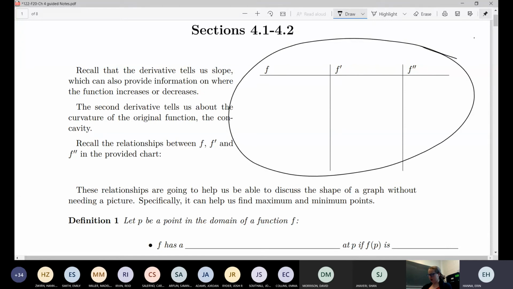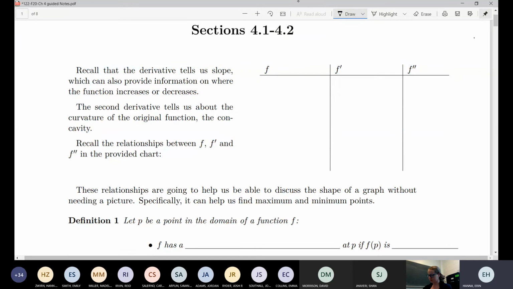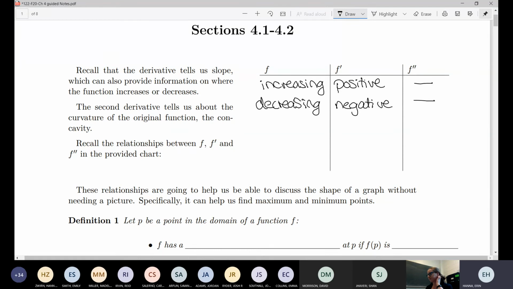We wrote this down before, I believe, in section 2.2. I think that's a lie, 2.4. I think in 2.4 we wrote it down originally. But we're going to write it down again because it's really that important. So what it was is that if the first derivative is positive, then the original function is increasing. If the derivative is negative, the original function is decreasing. And at that point, we can't say anything about the second derivative yet.